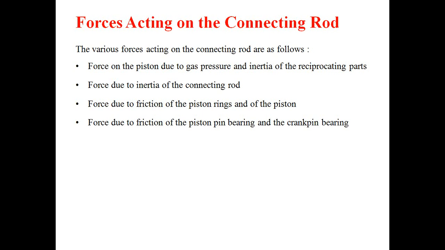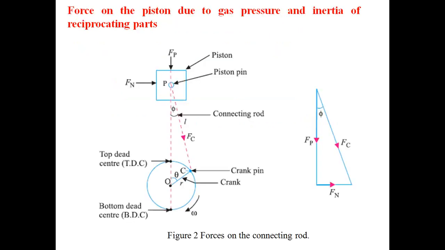Forces acting on the connecting rod. The various forces acting on the connecting rod are as follows. Number 1, force on the piston due to gas pressure and inertia of the reciprocating parts. Second is the force due to inertia of the connecting rod, and third is the force due to friction of the piston ring and of the piston, and fourth one is the force due to friction of the piston pin bearing and crank pin bearing. Force on the piston due to gas pressure and inertia of reciprocating parts.